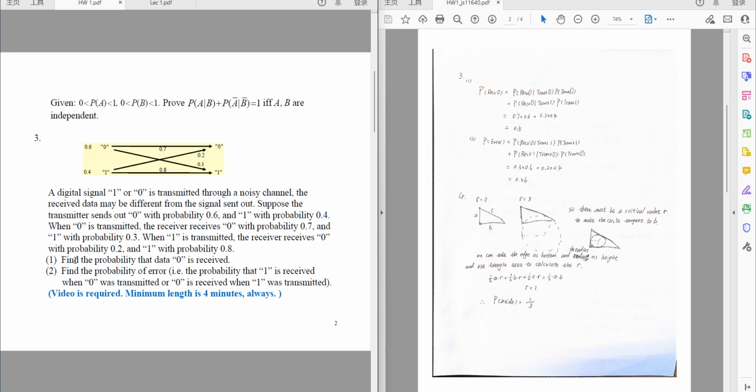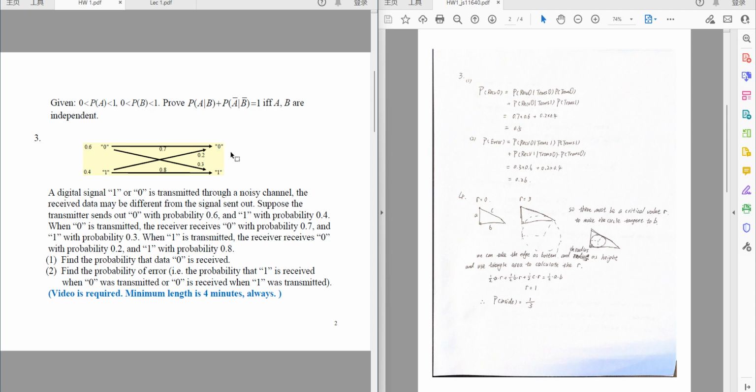Okay, we're firstly asked to find the probability that data 0 is received. And there are two ways to do this. The first is the enumeration method. We get the probability separately by enumerating the cases where 0 is received, and then we get the total probability. This approach is very common sense and works well when the situation is simple.